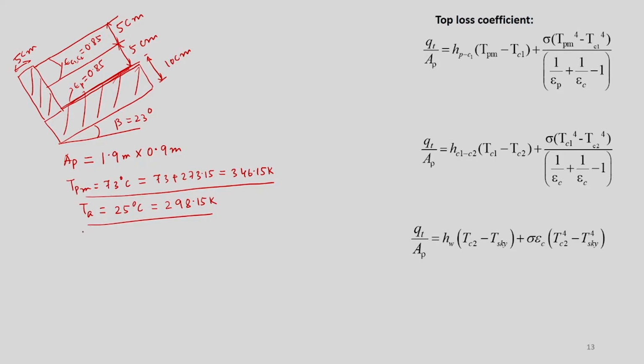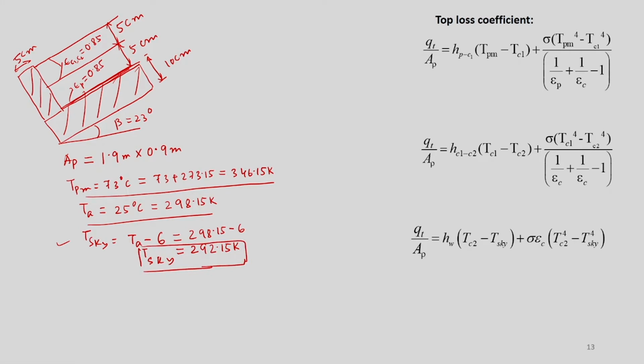And also we know the sky temperature is nothing but TA minus 6. So, this expression we can use for calculation of T sky. T ambient is 298.15 minus 6, which will be equal to 292.15 Kelvin. Okay. This is T sky. So, this value is also known to us, right.